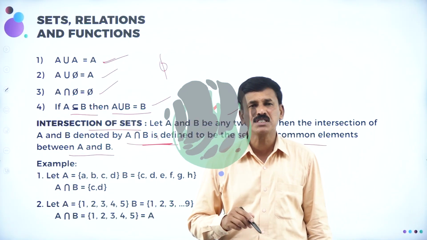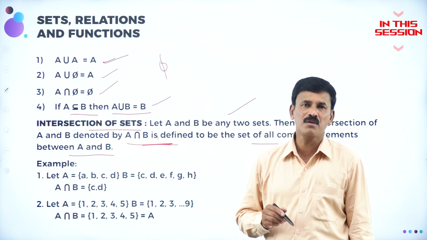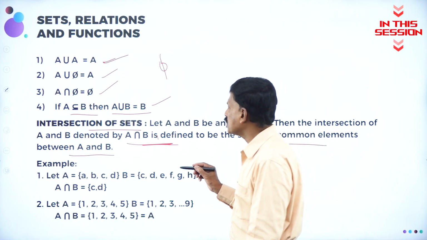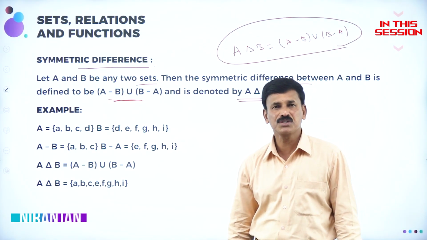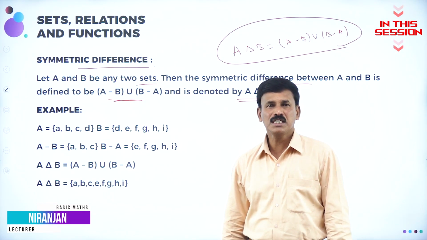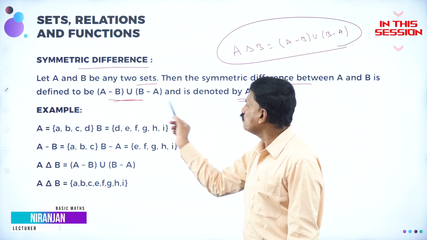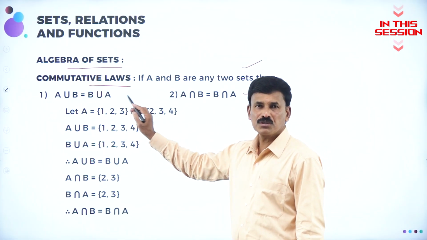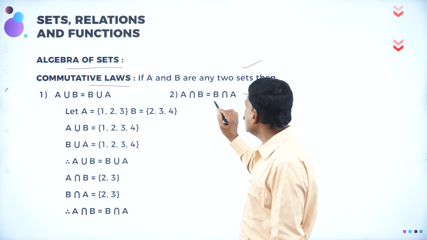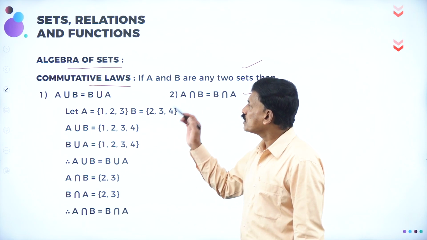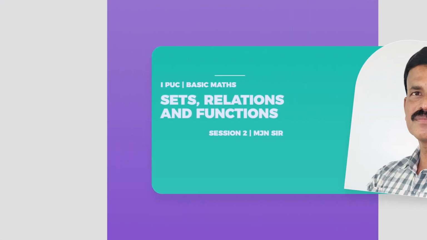A intersection B is nothing but the set of all the common elements in A and B, denoted as A intersection B. The symmetric difference between the two sets A and B is A delta B, that is nothing but A minus B union B minus A, and it is called the symmetric difference. A union B is equal to B union A, or A intersection B is also equal to B intersection A. This is called the commutative law.